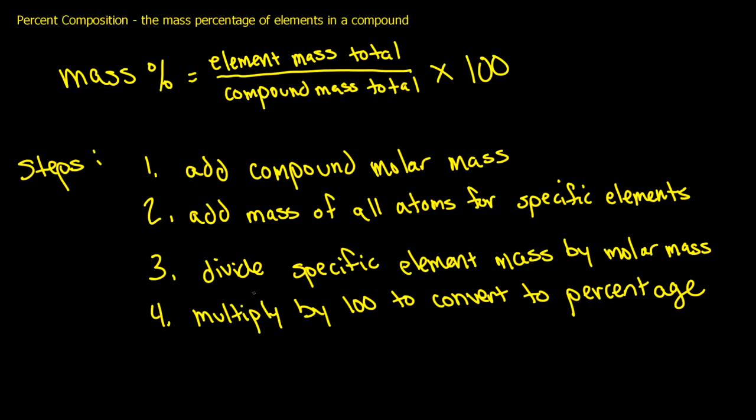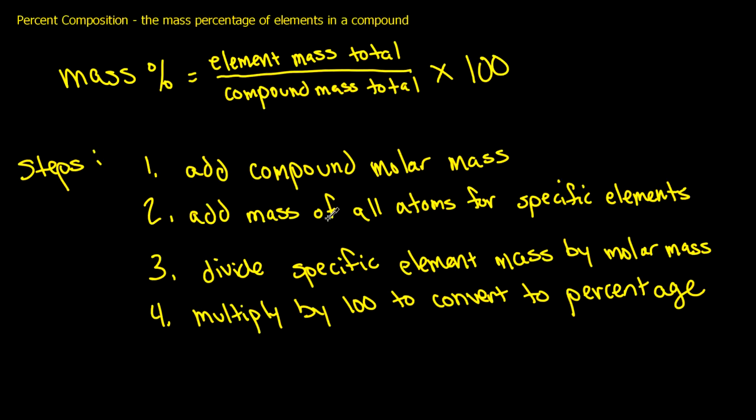Third step is you divide the specific element mass by the molar mass. Again, if I was using that nitrogen, I would divide the total mass of those 3 nitrogens by the total mass of the compound, the total molar mass of the compound. And then the last step would be to simply multiply my answer by 100 to change it to a percentage.